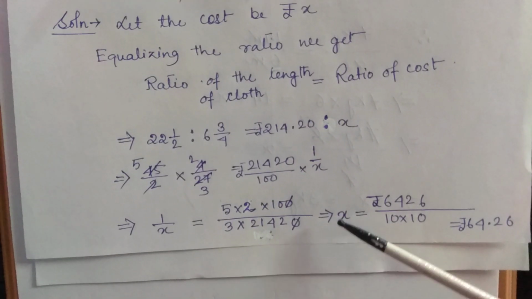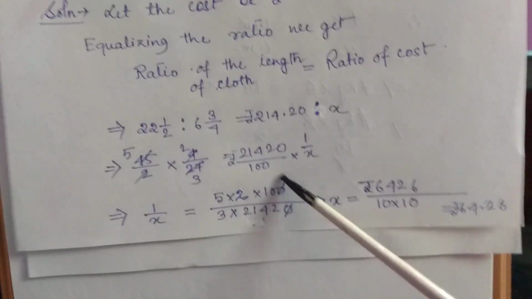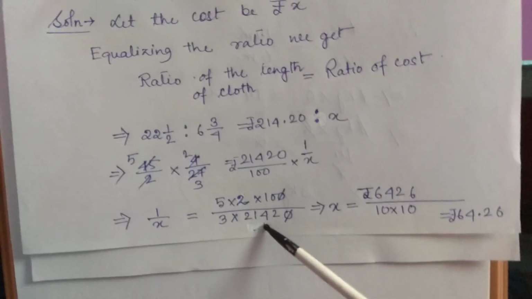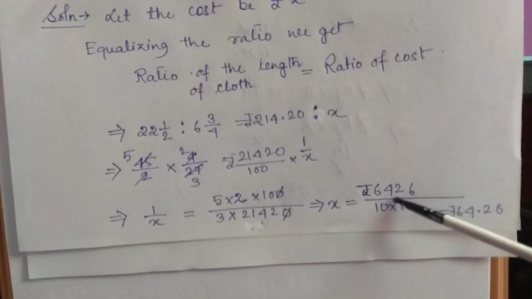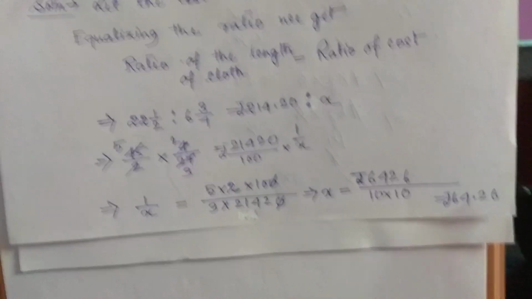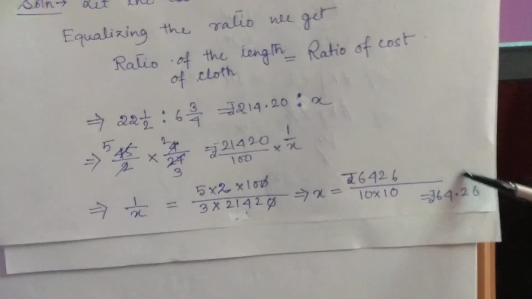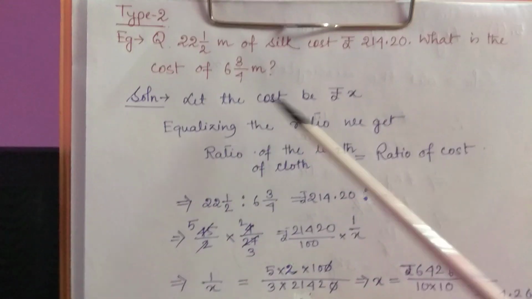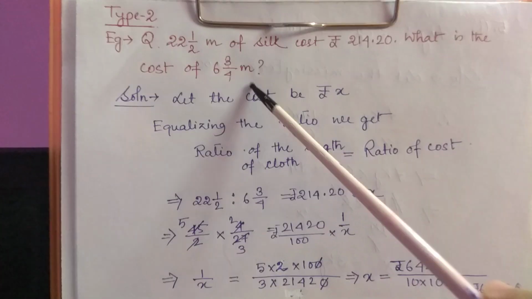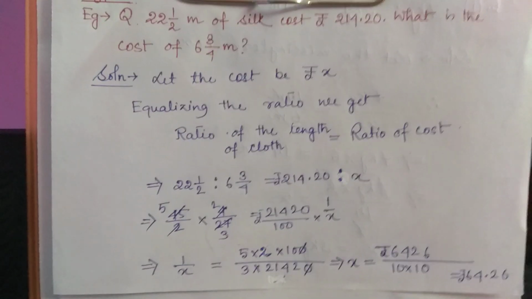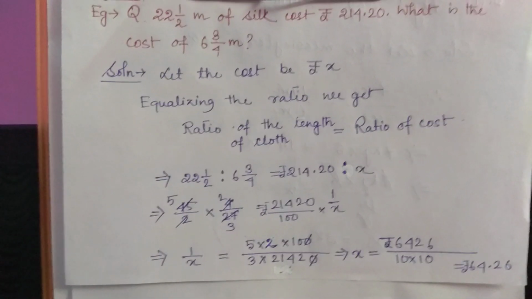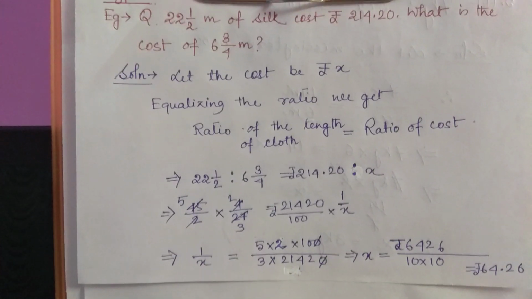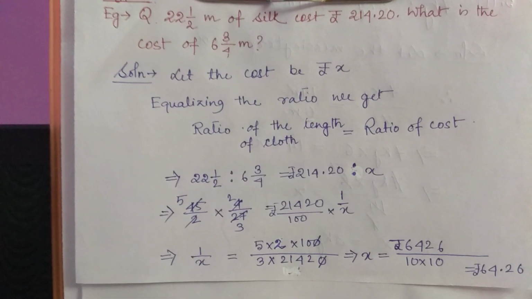Then I have found the value of x by simply multiplying. 5 into 2 is 10 and 3 into 2142 is 6426. Then I have placed the decimal. So I have got the value of x. Now what does x mean? x means the cost of 6 3/4 meter of cloth. So what will be the cost of 6 3/4 meter of cloth? It is rupees 64.26. So here I have shown both the examples.